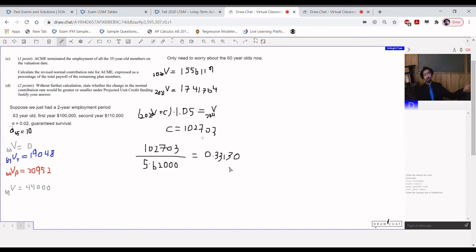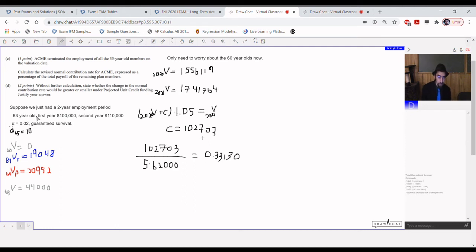So what you have to remember is the difference between projected unit credit funding and traditional unit credit funding. Under traditional unit credit, you contribute more for older workers and less than you otherwise would for younger workers, right?